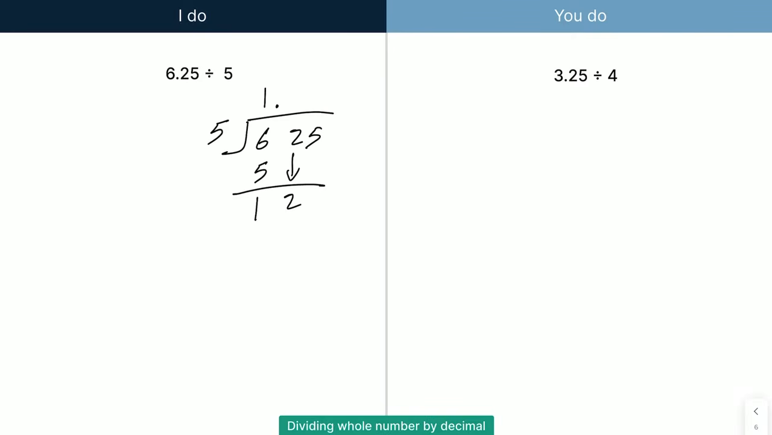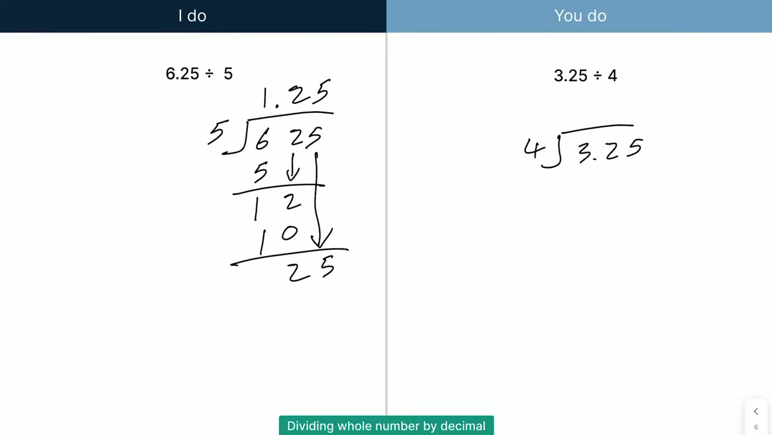Well, how many times does 5 go into 12? 2 times. It gives us a remainder 2. We pull the final 5 down. How many times does 5 go into 5? That's 5 times. So the answer here is 1.25. We're just using the bus stop method, but we're just taking care when it comes to the decimal point.